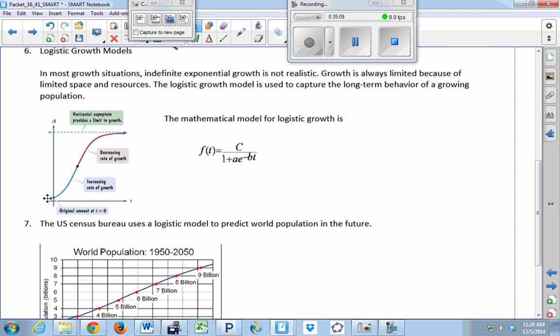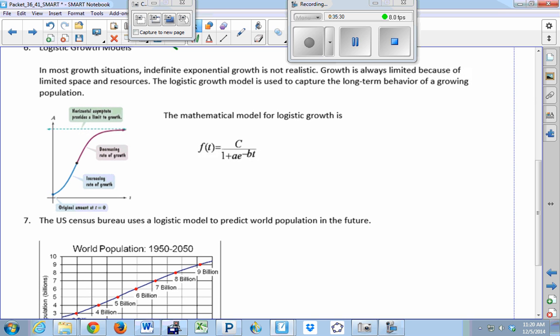Notice the blue part of this graph looks just like exponential growth. Okay, so the y-intercept is going to be your original amount or your original population at t equals 0. It's going to grow at some rate, and right here, that's your maximum growth rate. So you can actually find, if you're looking at the number of days or weeks, what your population would be at that particular point. And from that point on, your population is still growing, but the rate that it's growing is decreasing.